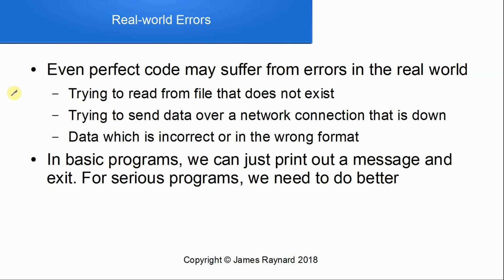So for example, if we want to read some data from a file but the file doesn't exist, that would be an example of an error condition. If we want to send some data over the network but the network connection is down so we can't send the data, again that's an error condition. We could get some data which is incorrect, full of gibberish, or maybe not in the correct format. We've seen earlier on in the course the kind of problems that can occur when we want to read data from the keyboard and the user doesn't type it in the format that we're expecting.